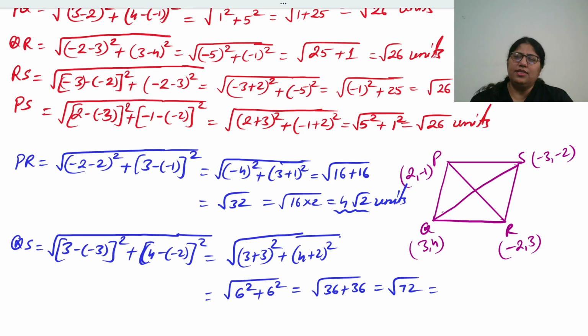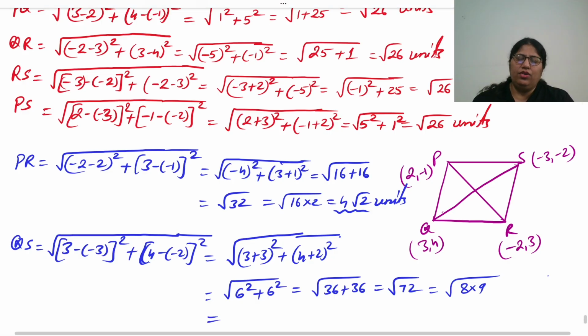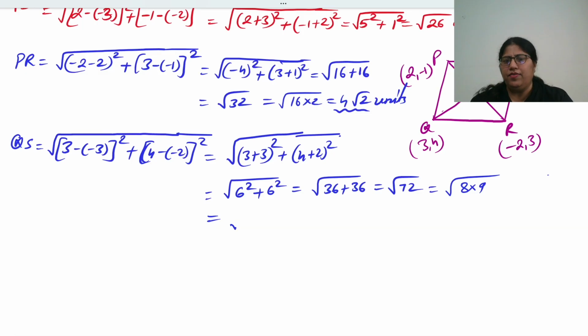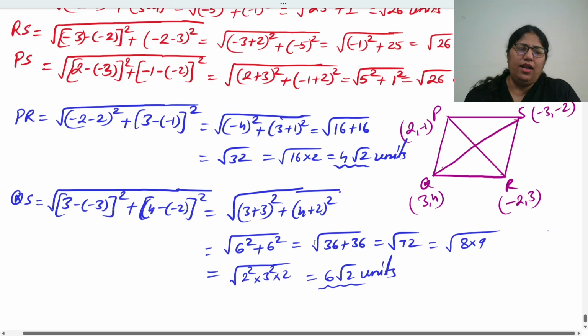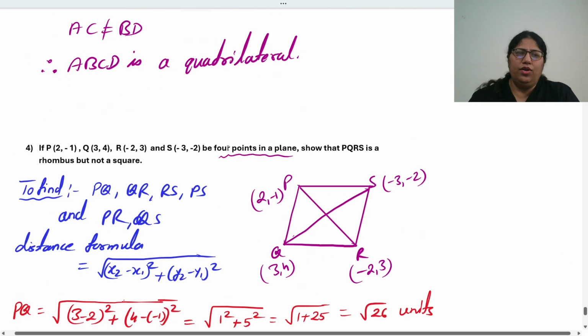Now for 72, I can do prime factorization, or 8 nines are 72. If I take it here, it is 8 into 9, right? Either you do prime factorization or you keep doing this so that you get the perfect square. 8 I can write as 2 squared into 3 squared into 2. 2 and 3 will come outside, so 6 root 2 units. Now do you see the lengths of PR and QS are not equal? Right, what do I need to show here? It is a rhombus but not a square.